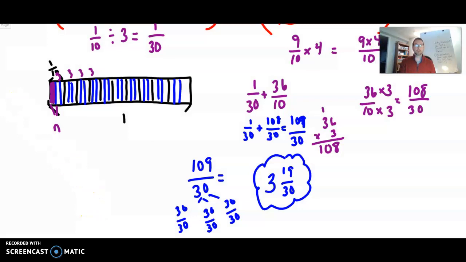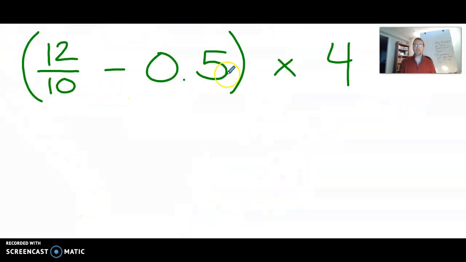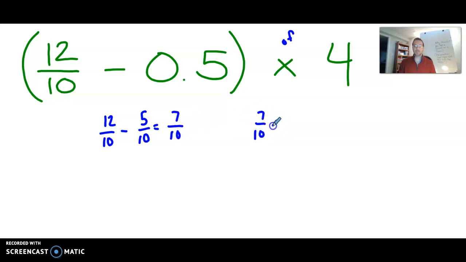All right, let's do another one. Here we have another one. We have finding the difference between two numbers, and we're doing times. We can think of difference as a word to help us. So 12/10 minus, I'm going to turn this into a fraction, 5/10. Well, that's nice. That's just a basic fact right there. It's going to give us 7/10 times 4. Wow, this one's really nice, maybe we should have done this one first.